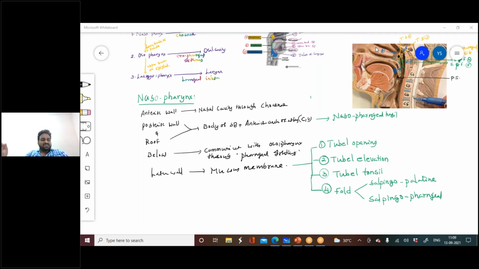One more point to highlight: at the roof of the nasopharynx we have seen the nasopharyngeal tonsil. Usually in children, it is infected and enlarged, and that condition is called adenoid. It is a short notes question. Adenoid is a short notes question. So infection and enlargement of the nasopharyngeal tonsil at the roof is called adenoid. It is more common in children. You should see that. The palatine tonsil I will explain in a separate class in detail.